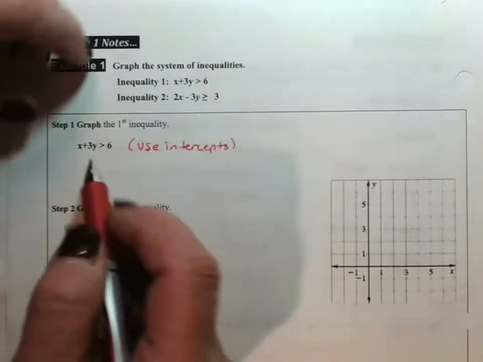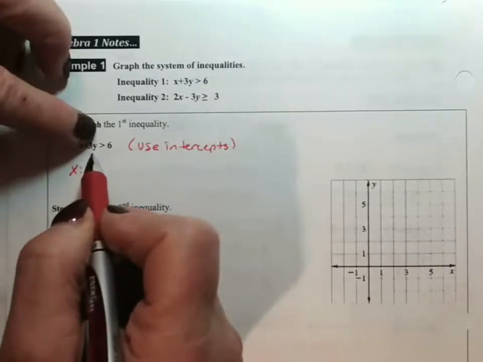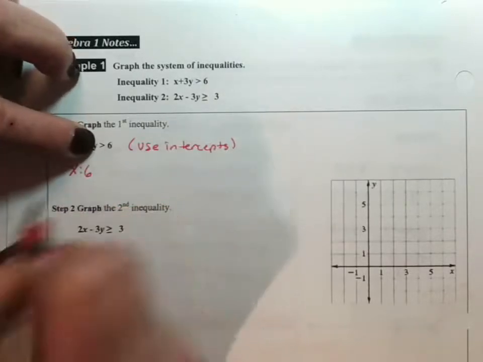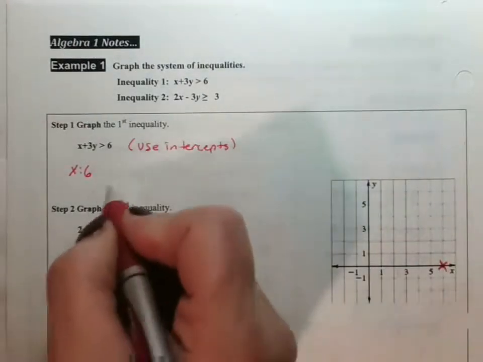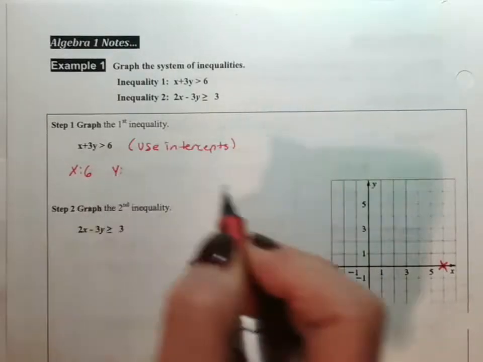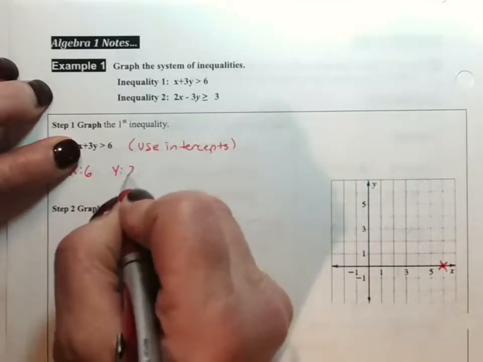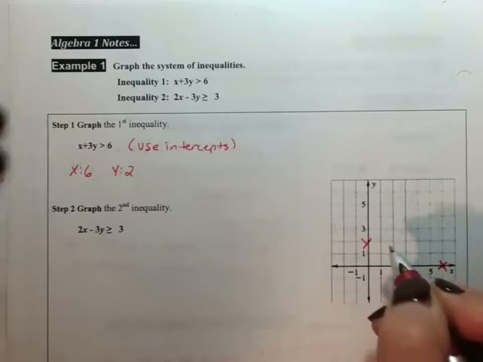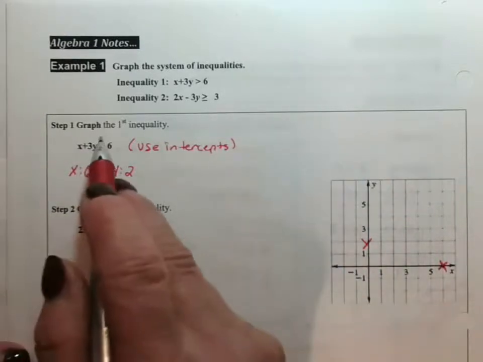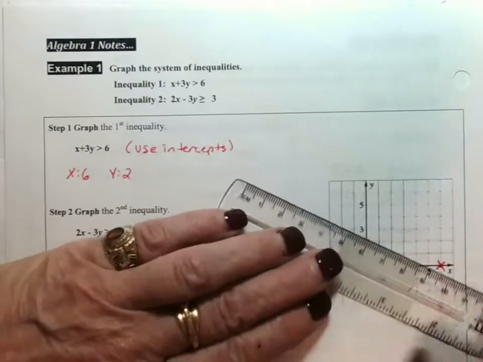So using the cover method, my x-intercept is going to be 6. So my x-intercept over here is 6. My y-intercept, cover, is 2. So here's my y-intercept. It doesn't have an equals, so it's going to be a dotted line.